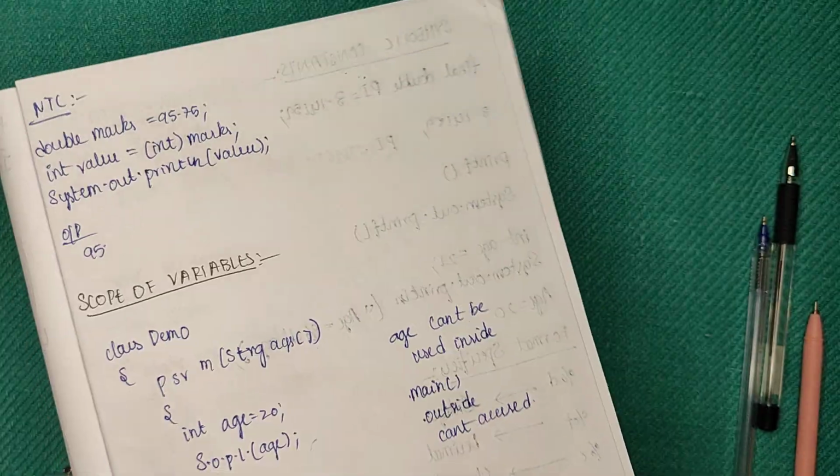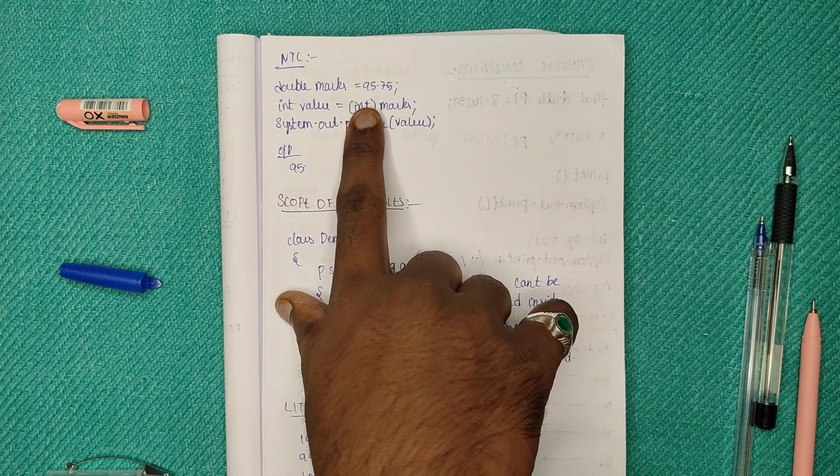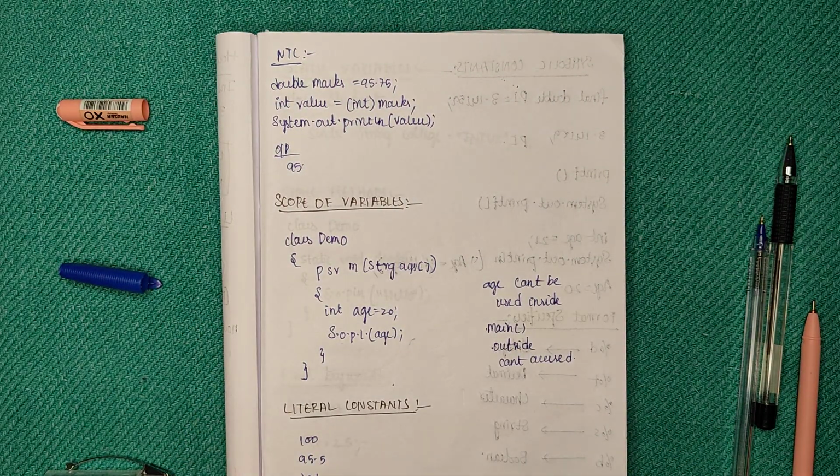Now narrowing typecasting, NTC. This is the program: double marks is equal to 95, int value is equal to int of marks, System.out.println value, and the output will be 95. Why? Because the decimal part is removed, there is no rounding, it is simply discarded. For example, in real life, a big bucket to a small glass doesn't fit. Same here. That is enough for you.